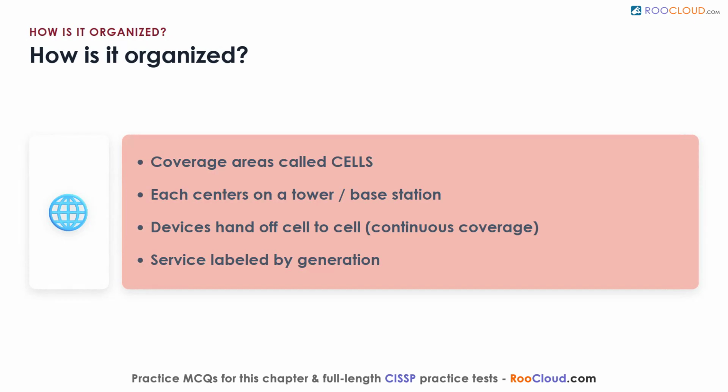How is a cellular network actually organized? Around areas of coverage called cells. Each cell centers on a primary transceiver, the tower or base station that mobile devices talk to. As a phone moves, it hands off from one cell to the next, so coverage feels continuous. The service itself is labeled by generation, the familiar shorthand you see climb from one number to the next as the technology advances. Think of a chain of neighboring watchtowers, each covering its own patch of countryside and passing a traveler along as they walk from one patch into the next.